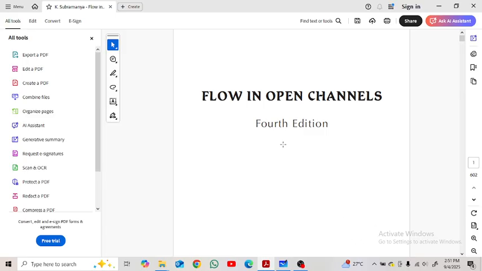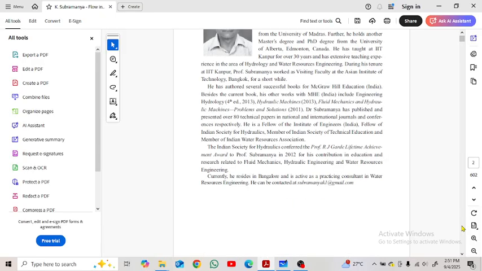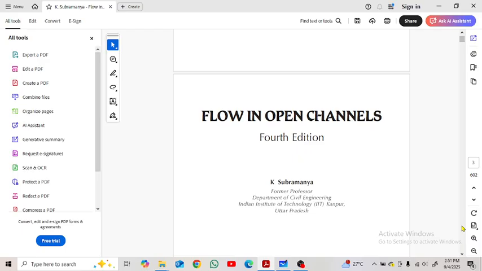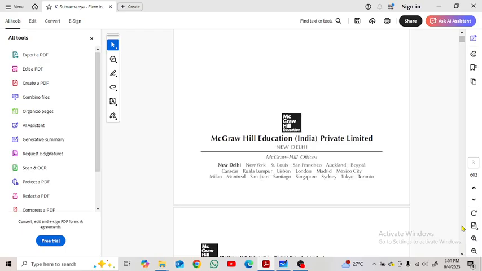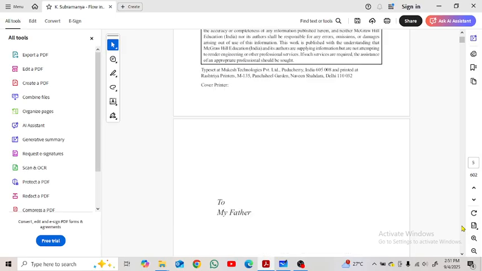Here you can see in my interface I brought a very nice book, written by K. Subramanya, and this is basically an open channel flow book. I have taken the fourth edition, and you can get this book in the market also in hard copy. But here we discuss the book, how it looks, and what kind of questions have already been asked in the IE examination. So let's discuss that.